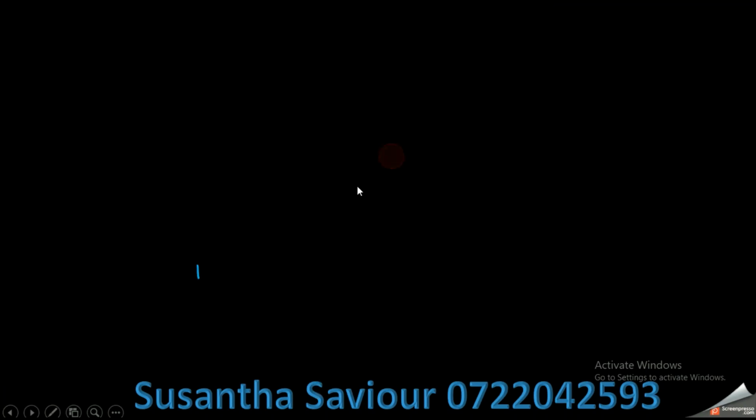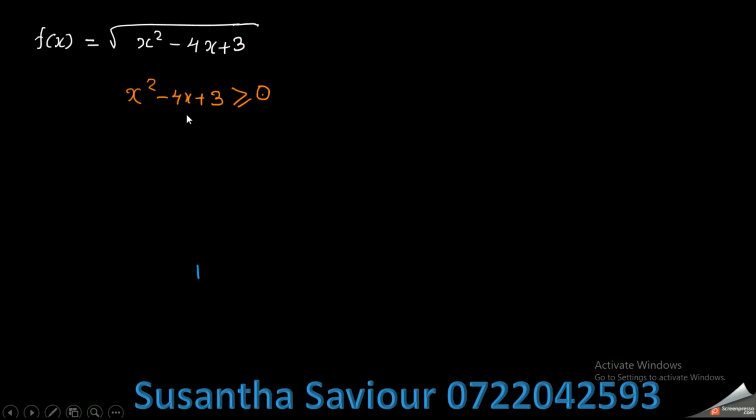Right, let's move on to another example. Say take a function like this: f(x) is the square root of x squared minus 4x plus 3, and then x squared minus 4x plus 3 should be greater than or equal to 0. This will result as (x minus 3)(x minus 1) is greater than or equal to 0. These are the factors of this expression. So in order to find the domain, we can draw the graph of this.